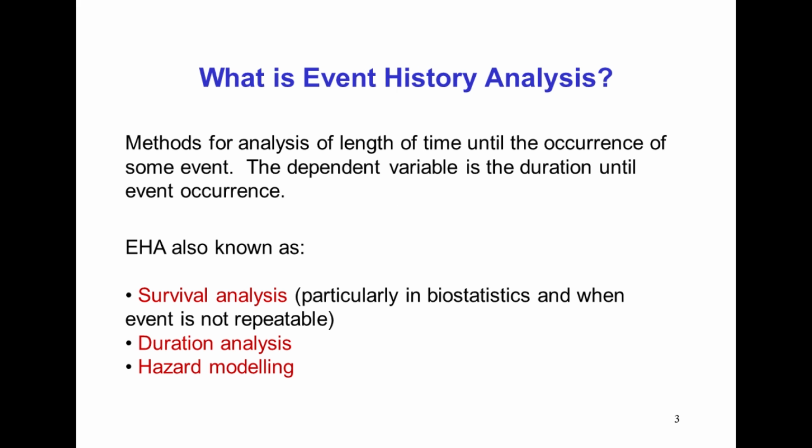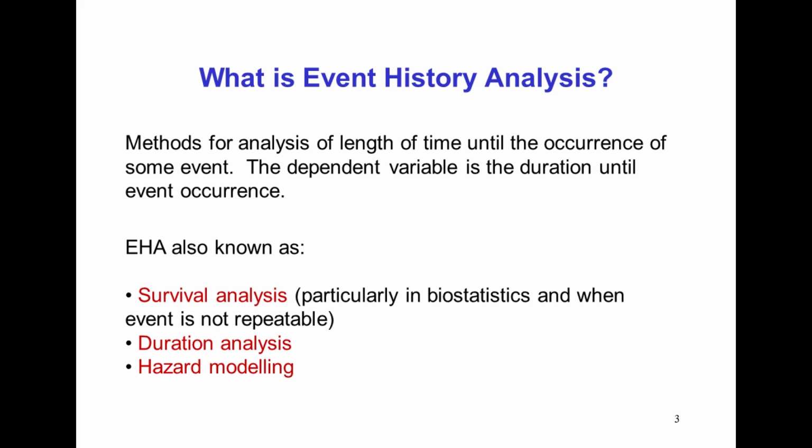Okay, so, the topic of the session: what is event history analysis? What we're modelling here, essentially, is the timing of some kind of event. So the dependent variable, outcome variable, whatever you want to call it, is a duration. It's the duration between when somebody becomes, if you like, at risk of having that particular event and when that event actually occurs to them. That's a duration. That's what we're actually modelling.